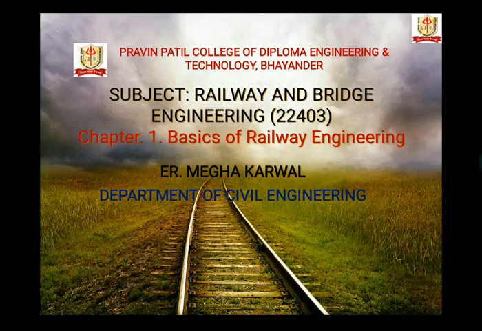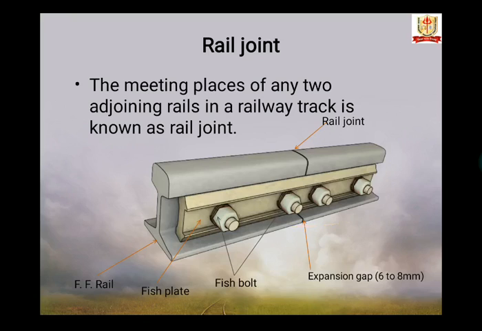As in the last lecture, we started chapter number 1, that is Basics of Railway Engineering. We started with the modes of transportation, what is a transportation system, what is a rail gauge, and what are the zones of railway. Okay, so from today's lecture, we have to start with the rail joints.